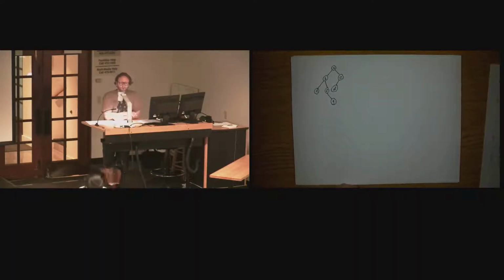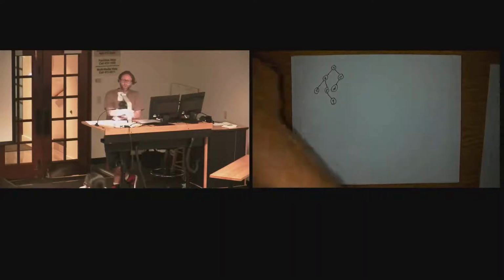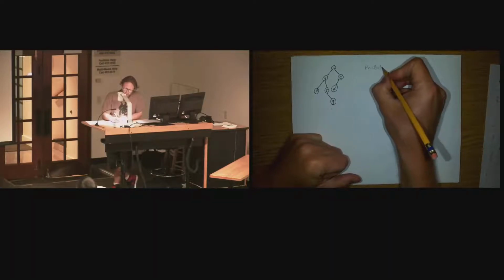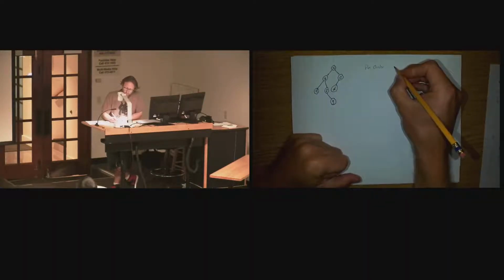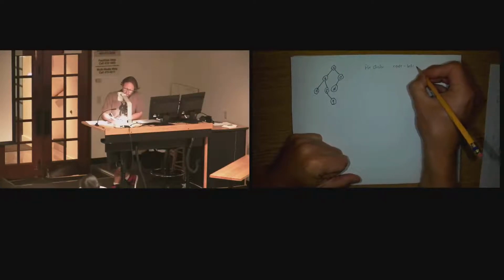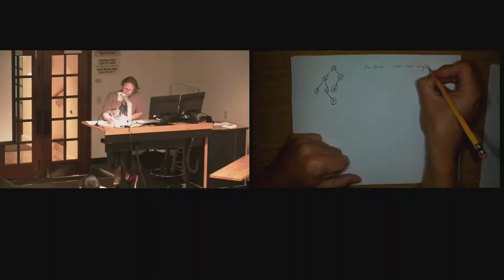Now, I want to do, say, a pre-order traversal of this thing. In other words, I want to go over the tree and keep track. I want to visit every node and process every node. Remind me what a pre-order traversal looks like. Pre-order traversal is going to process the root, then the left, then the right subtrees.